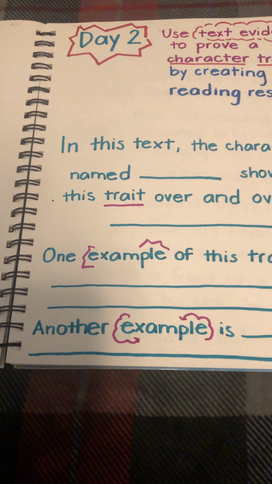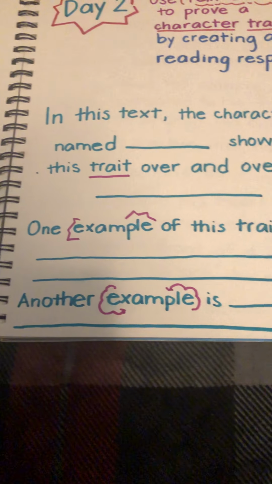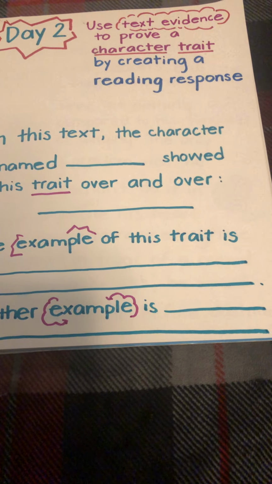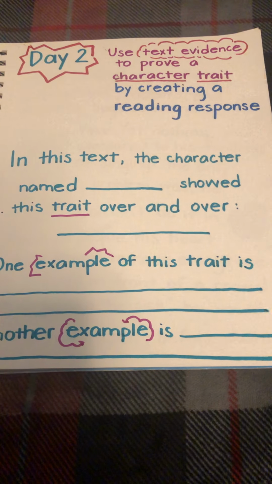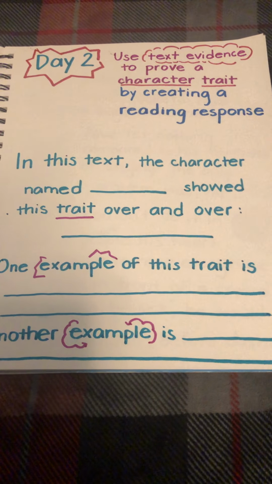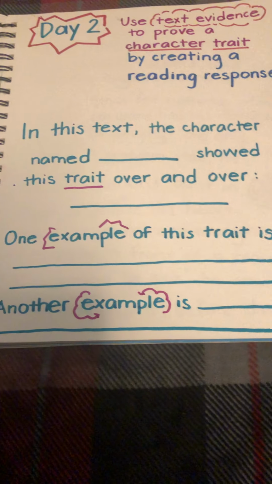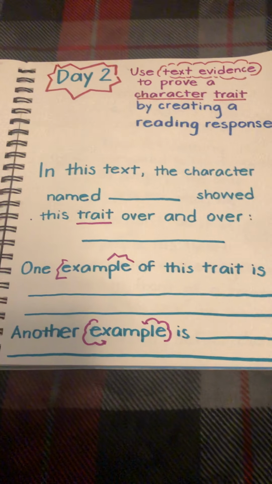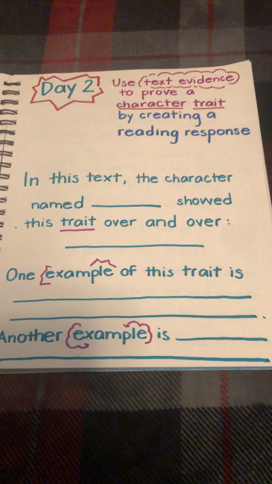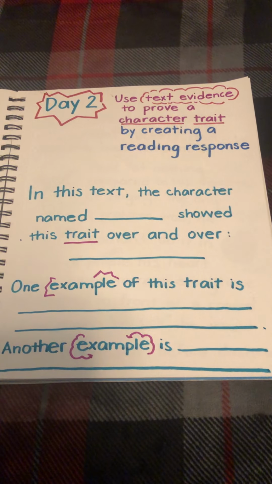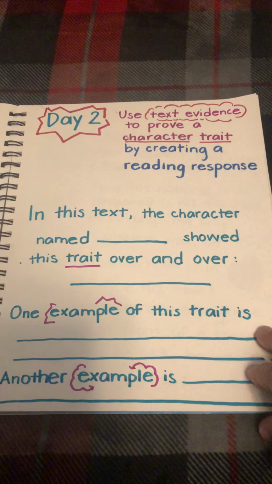From there, I'm going to need to find an example. One example of this trait is blah, blah, blah. I need to be able to go back to the text and find that teeny tiny detail that proves my character is really what I say it is. And once I find one example, I can push myself to find another example. It's okay if you can only find one. We want to strive to get to 2 though. Okay? So this is going to be the response that we're going to be filling in. Let's take a look at our text.